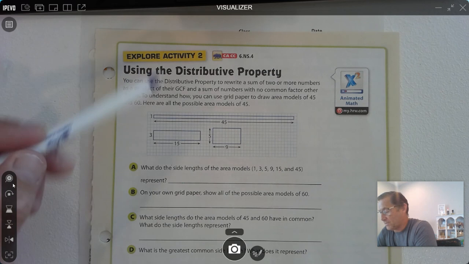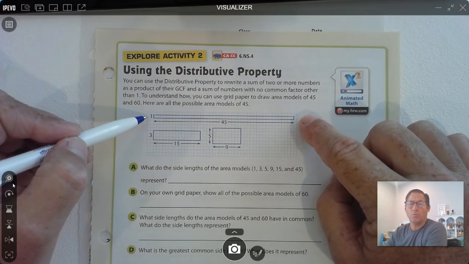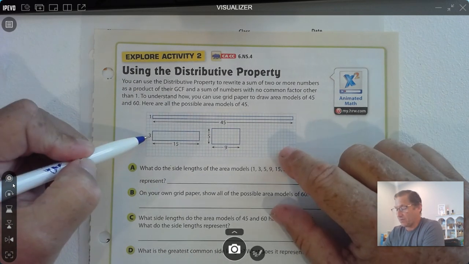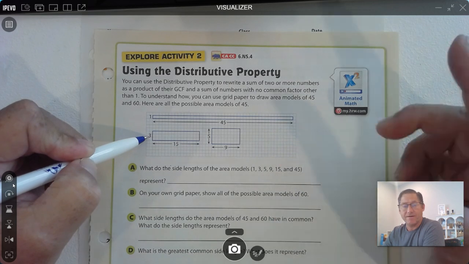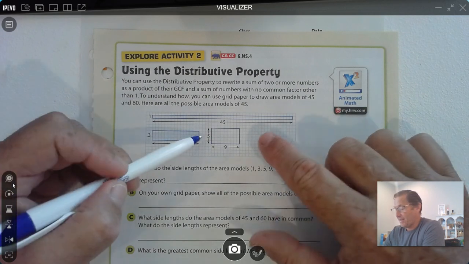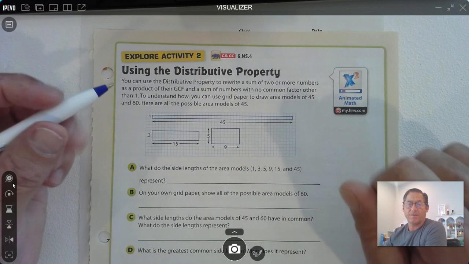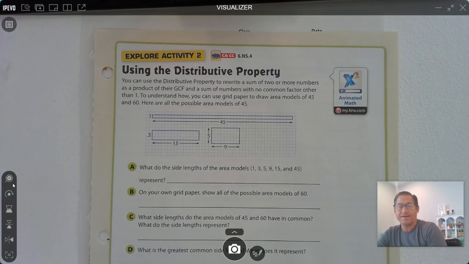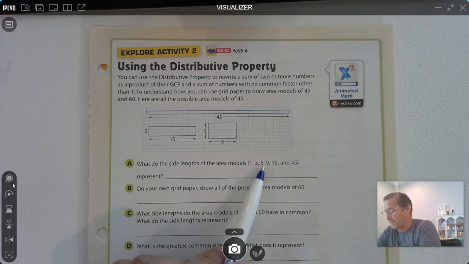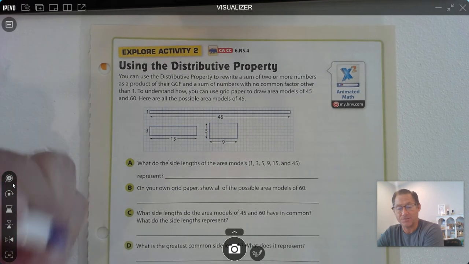And here are all the possible models of 45. Well, we could definitely have one row of 45, right? 1 times 45. 3 is also a factor of 45. 4 plus 5 is 9. 9 is divisible by 3. 3 times 15 is 45. And 5 times 9 is 45. So the factors of 45 are 1, 3, 5, 9, 15, and 45. So what do the numbers 1, 3, 5, 9, 15, and 45 represent? Those are the side lengths, right? They're the factors of 45.